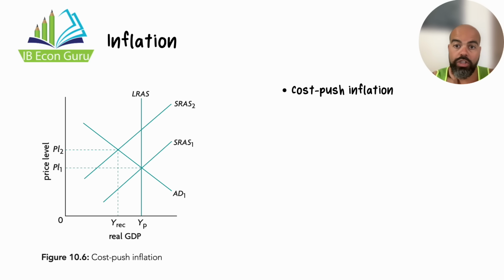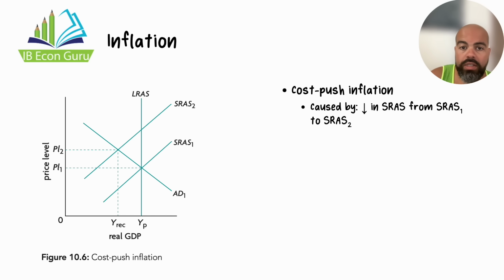Cost-push inflation is caused by a decrease in SRAS from SRAS1 to SRAS2. Notice how I said decrease. This is because this is a leftward shift. A leftward shift in SRAS is a decrease. Students look at SRAS2 being higher than SRAS1, so they think it's an increase. No, if it's a leftward shift, it's a decrease. So SRAS decreases from SRAS1 to SRAS2.